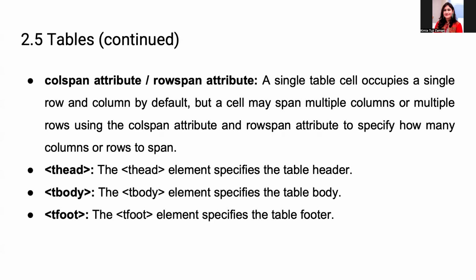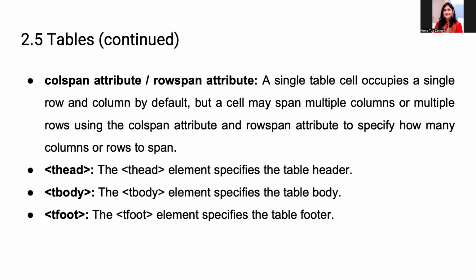So now that we know the basic structure of a table, let's look at a few more features that make tables more flexible. By default, each table cell covers one row and one column. But sometimes we want a cell to stretch across multiple columns or rows. That's where the colspan and rowspan attributes come in. For example, if we want one heading to cover three columns, we set colspan equal to 3. And similarly, rowspan equal to 2 would make a cell cover two rows vertically.